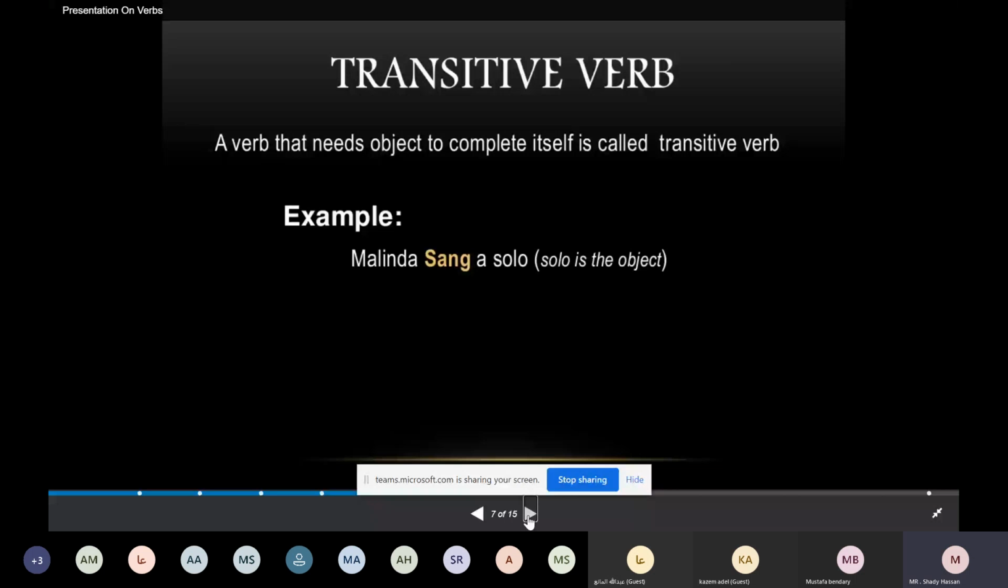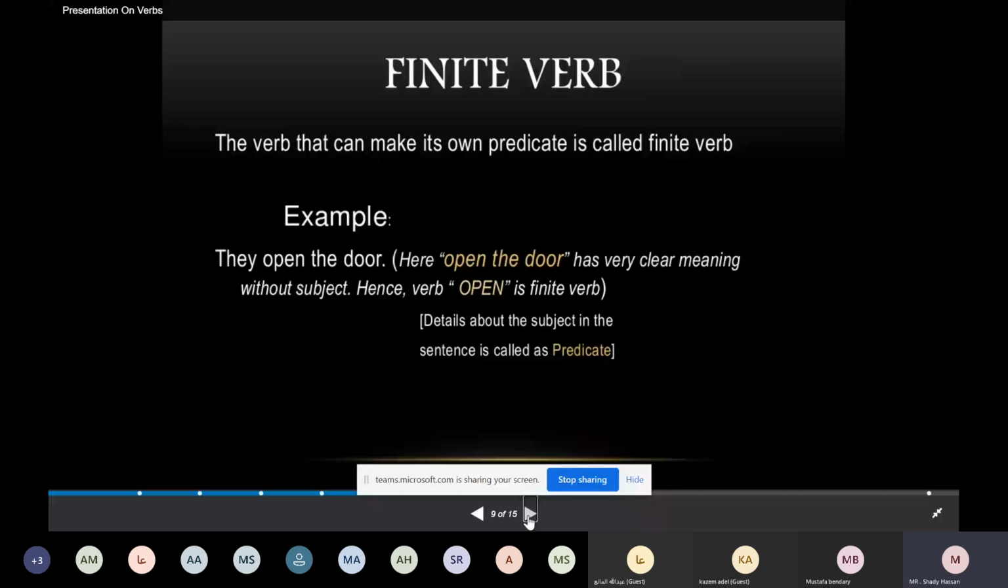The finite verb, we said that it's the type of verbs where we know the subject. So, for example, when we are saying they open the door, open the door here has a clear meaning. The subject is clear. It's they. But when I'm saying, for example, stand up, here I don't have the subject. That's why this is a non-finite verb or infinite verb.